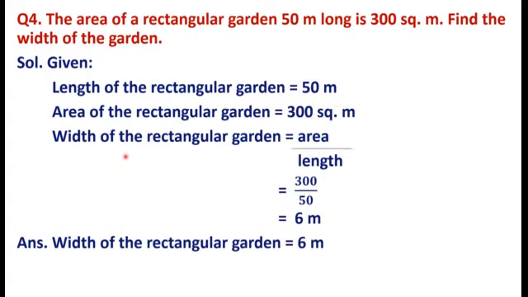So width of the rectangular garden will be equal to area by length. We have area 300 square meter and we have length as 50 meter. So when we divide 300 by 50 we get 6 meter as width. So we are getting the answer: width of the rectangular garden is equal to 6 meter.